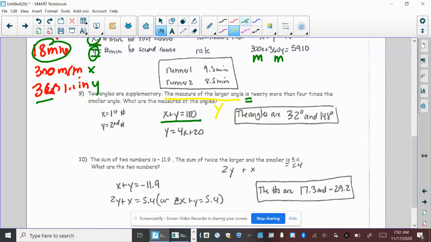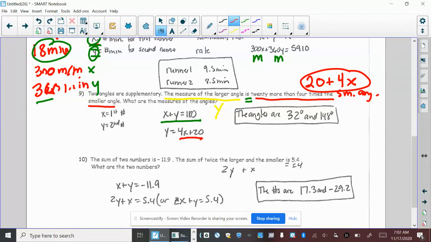Okay, and then now we'll go ahead and take this expression over here in red, 20 more than 4 times the smaller angle. The smaller angle is X. I'll just write smaller here. So if the smaller angle is X, 20 more than 4 times that would be 4X, and then we're going to add 20 to that. 20 plus 4X is obviously the same as 4X plus 20. You can do substitution if you want. This one wouldn't be that bad.